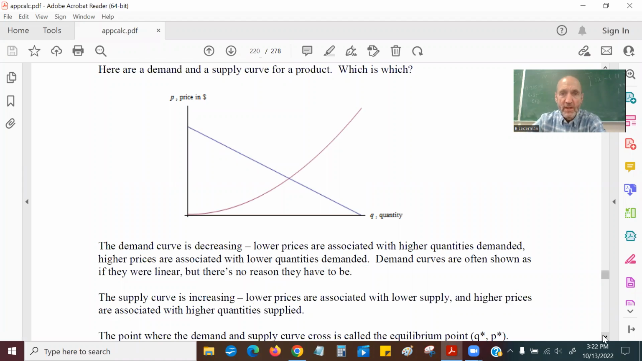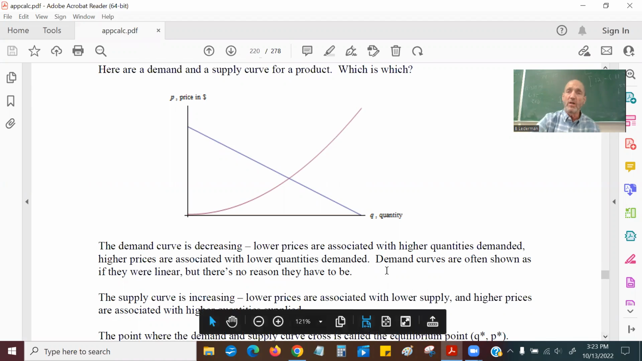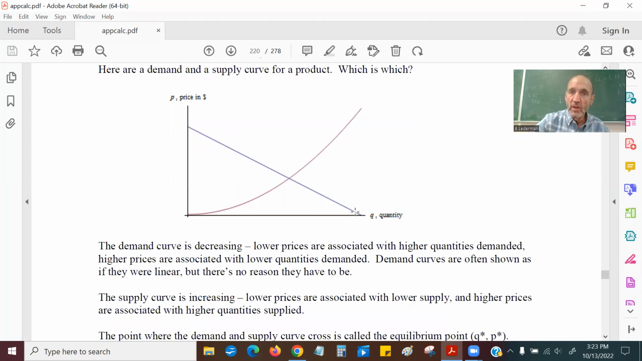Excuse me, the lowest prices are associated with higher quantities. So you see when the prices are low, the quantity is high, and the higher prices are associated with lower quantities demanded. The demand curves are often shown to be linear, meaning straight lines, but there's no reason they have to be.